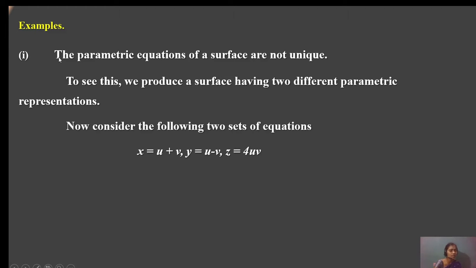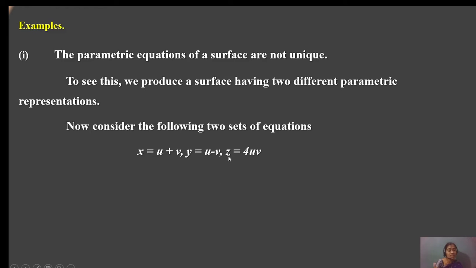Example one: the parametric equations of a surface are not unique. To see this, we produce a surface having two different parameter representations. First of all, we take a plane. One surface is given, a plane surface, with a point P on this surface, and this point is given by x, y, z coordinates. These will be considered as different parametric representations of the surface.